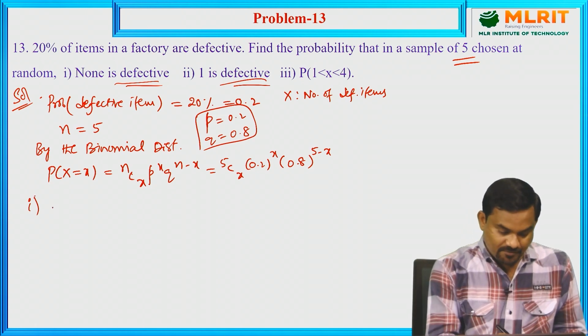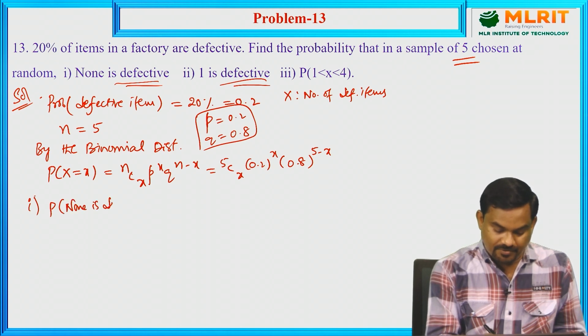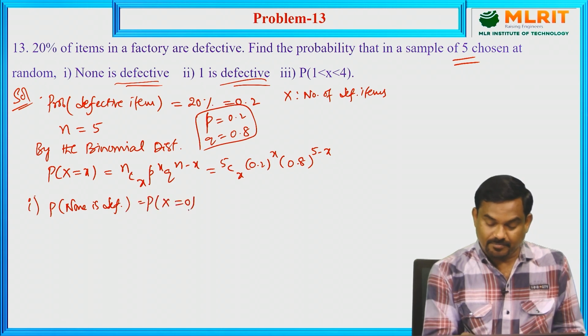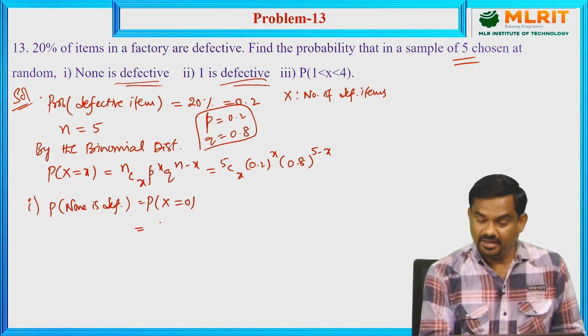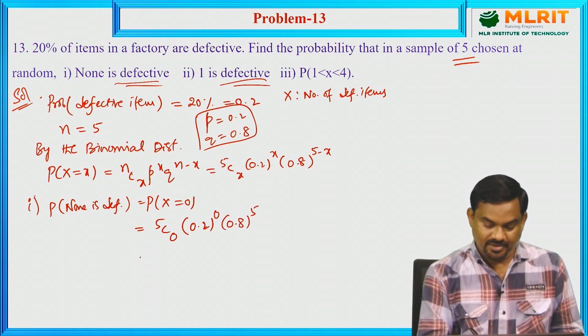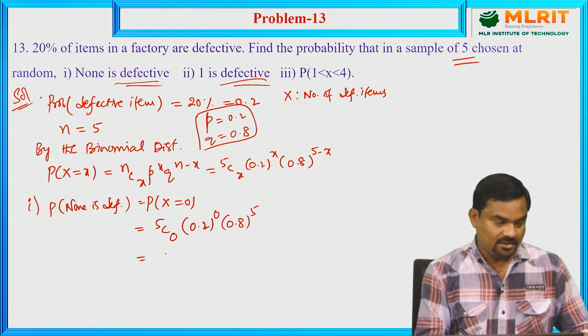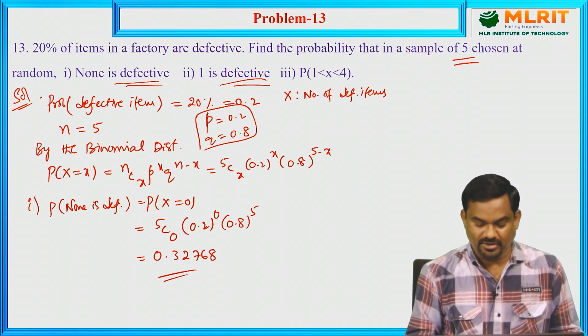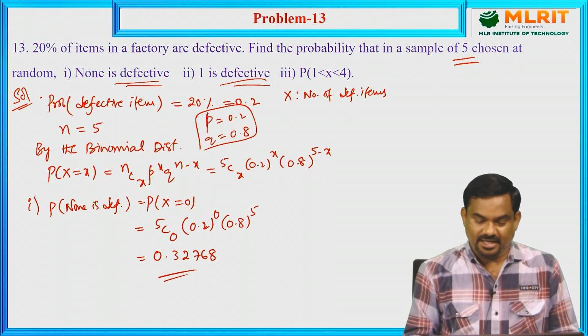Now the first question: the probability that none is defective. That means 0 defective items out of 5. 5C0, with the probability of a defective item 0.2 power 0, and 0.8 power 5. So this is 1, and after calculating, we get the probability of no defective items as 0.32768.